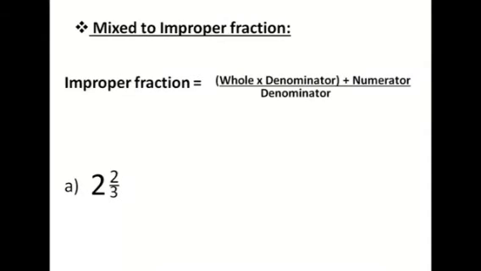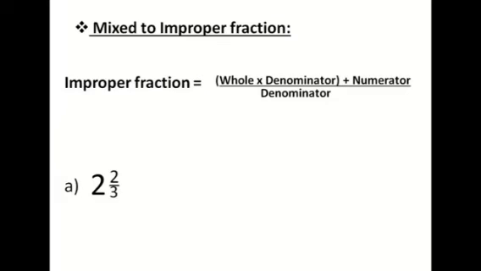Now you have to convert a mixed fraction to an improper fraction. So what will you do there? In the mixed fraction you will get the whole, then the numerator and the denominator. So the rule says: whole into denominator plus numerator, by the denominator. Here look at this sum. 2, 2 by 3. So 2 is the whole, the denominator is 3, the numerator is 2. So you will multiply this denominator with the whole. So 3 into 2 plus numerator 2, by the denominator 3.